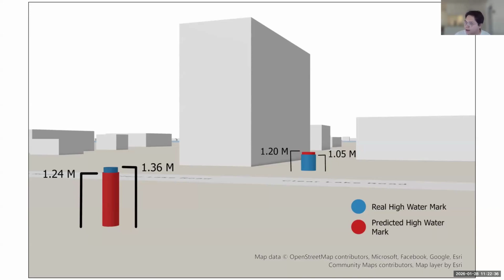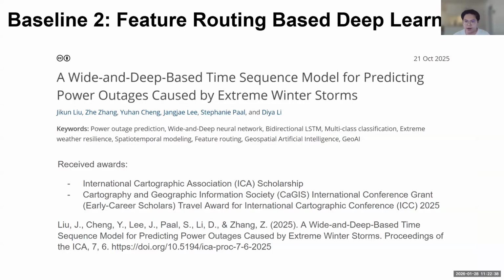But because our baseline model's data are from multimodal sources, for example, we have satellite images, we have manually collected point data, soil moisture, temperature, time series, all that kind of things, that is what inspired us to use the technique of feature routing based deep learning. And this particular technique has been published in another paper with me as the first author. It has received 2 awards, the International Cartographic Association Scholarship and the CaGIS Grant. And the citation is right down there if you're interested.